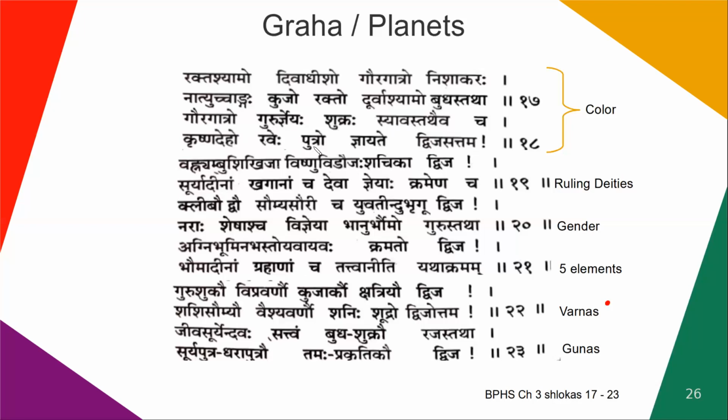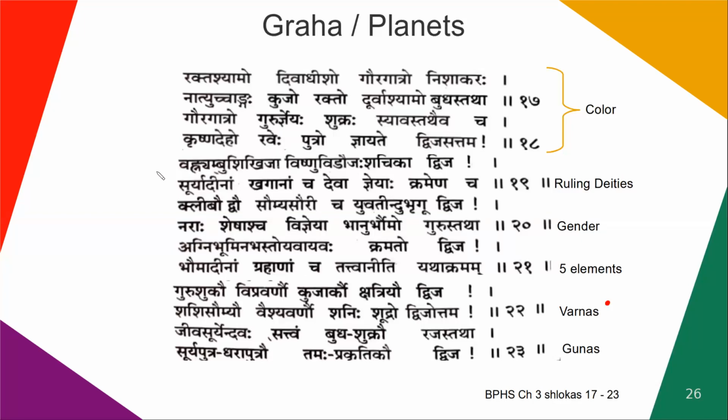Rave Putro means the son of the sun. Rave is Lord Sun. So the son of Lord Sun, that is Saturn, is Krishna Deho. Krishna is black in color. So Maharshi Parashara in shloka number 18 says, Guru is a little bit of wheatish yellow in color. Shukra, that is Venus, is brown in color, while Saturn is black in color.